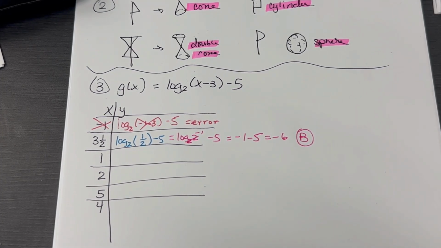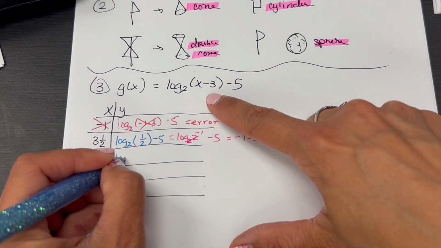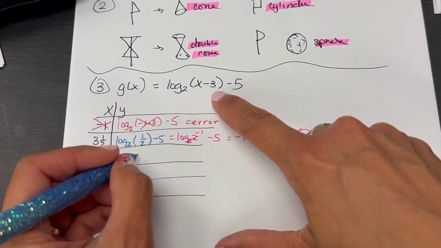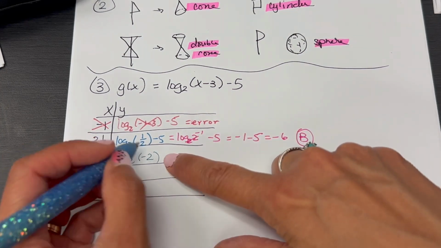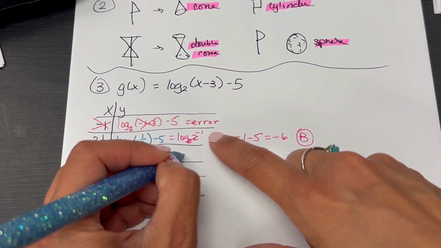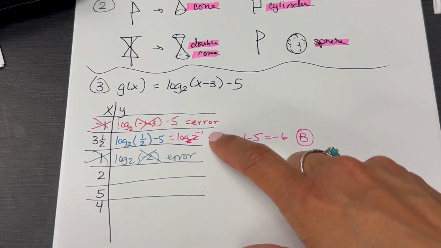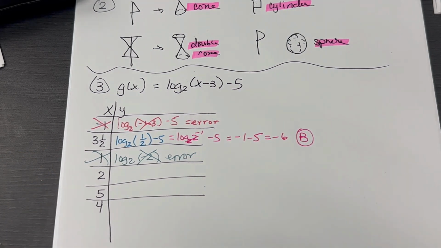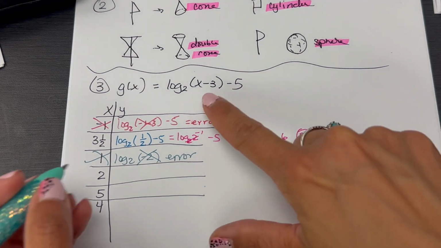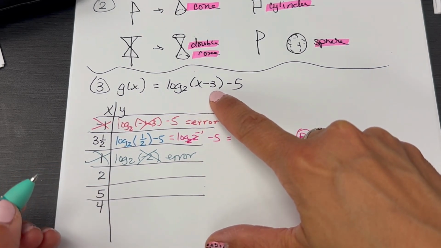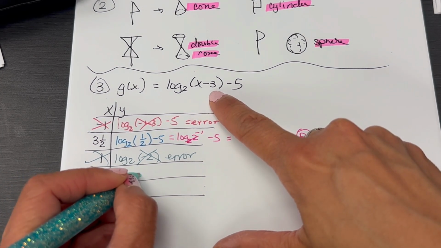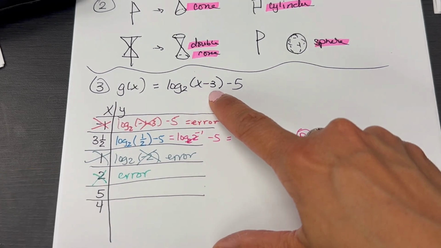All right, and then the next one, we're plugging in a 1. Well, log base 2, 1 minus 3 is -2. Uh-oh, error again. So that's not it. We can't plug in negatives into a log. All right, next one. Plugging in a 2. 2 minus 3, that's a -1. We're going to get error again. So we can't plug in a 2.